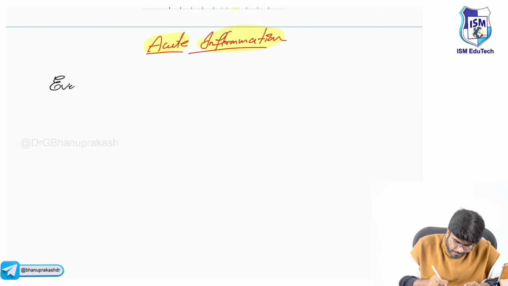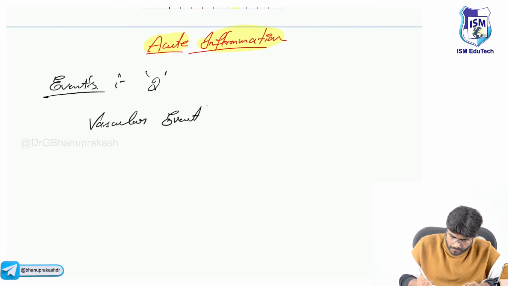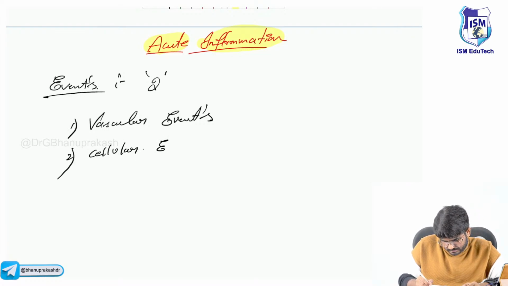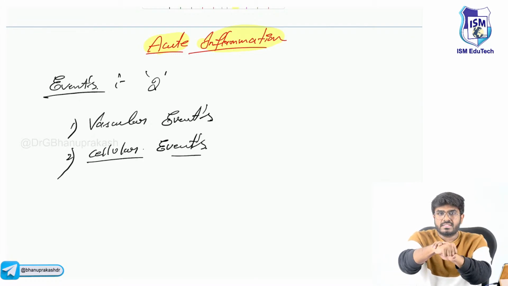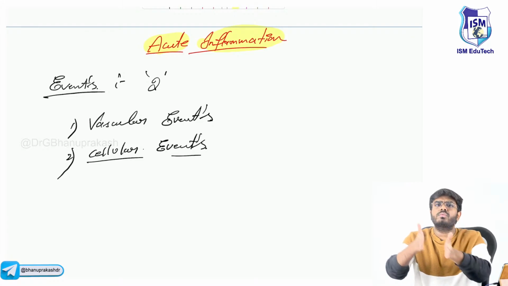What are the events seen in acute inflammation? Two events are there. First events are vascular events. And the second events are cellular events. Vascular events are there, cellular events are there, which means, imagine there is some tissue injury. Now the tissue got injured. Now whenever there is a tissue injury, inflammation starts. I am talking about the acute inflammation. Now acute inflammation starts. Now in this acute inflammation, there are two events.